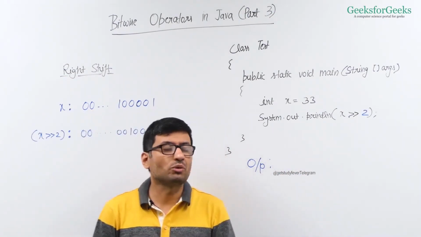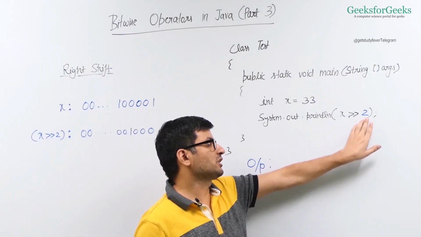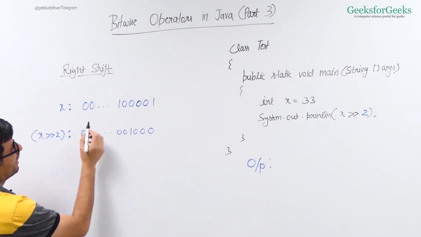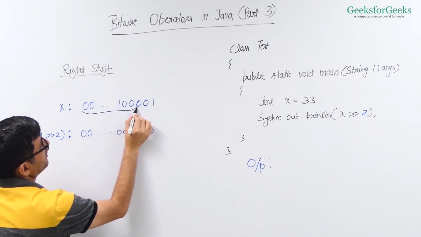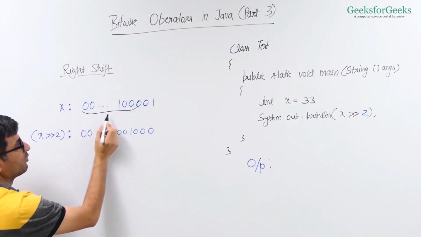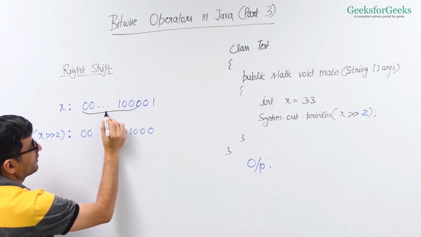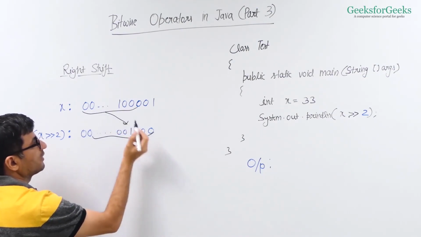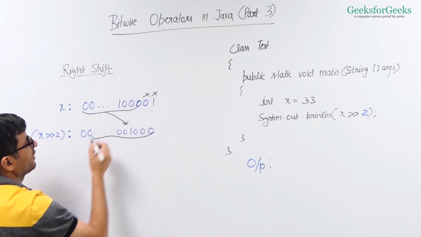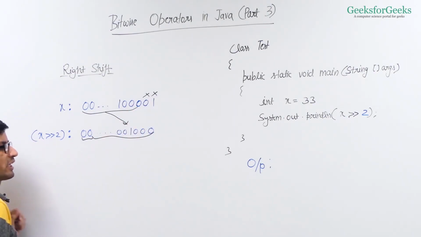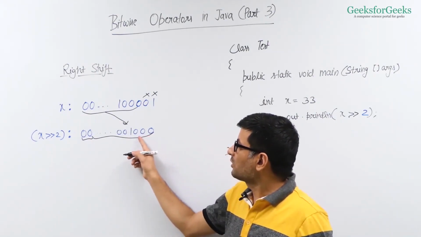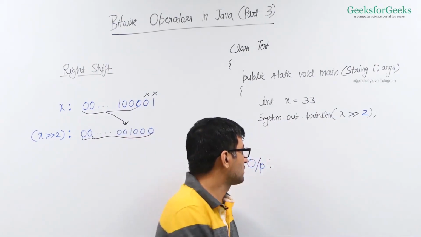Now let us guess the output of this program. We are now shifting 33 by 2. So what will happen? The first 30 bits will move to the right side. These last 2 bits will be ignored and you will have 2 new zeros added at the beginning. So what is the decimal equivalent of this number? 1, 2, 4, 8. So the output of this program is 8.